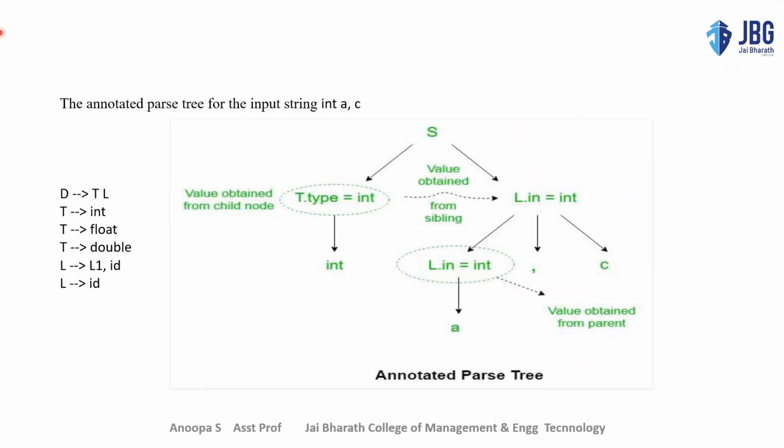Now this is an annotated parse tree. Here the value is obtained from the parent. Here I am giving A, and which data type it has to use, it gets from the parent. Similarly, this will get from the sibling. So this is an example of an inherited attribute.